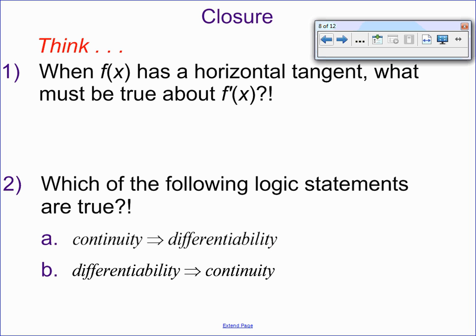Okay, ladies and gentlemen, let's go ahead and share our responses. Please be ready to share with the class when I call on you. Number 1 from closure, everybody get ready. When f has a horizontal tangent, what must be true about f prime of x? Paige? It must equal 0, that's true. So if f has a horizontal tangent, then f prime of x must equal 0.